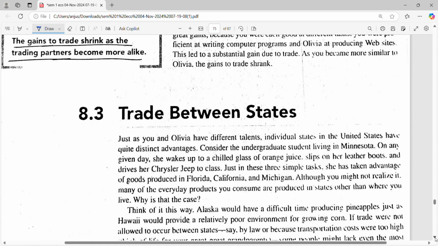That is, when you become more and more similar to Olivia, the gain to trade gets shrunk.